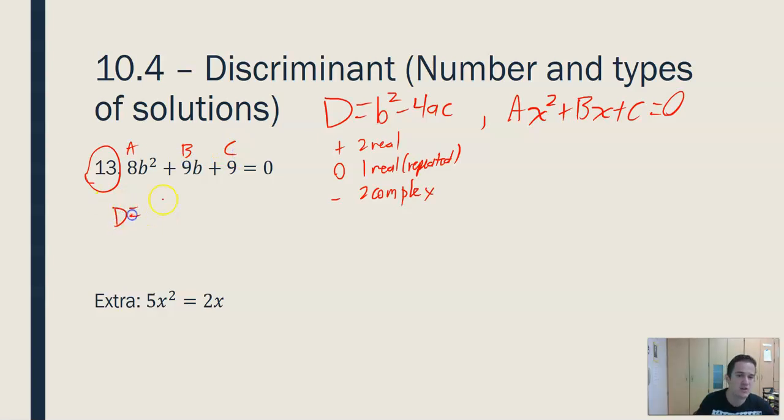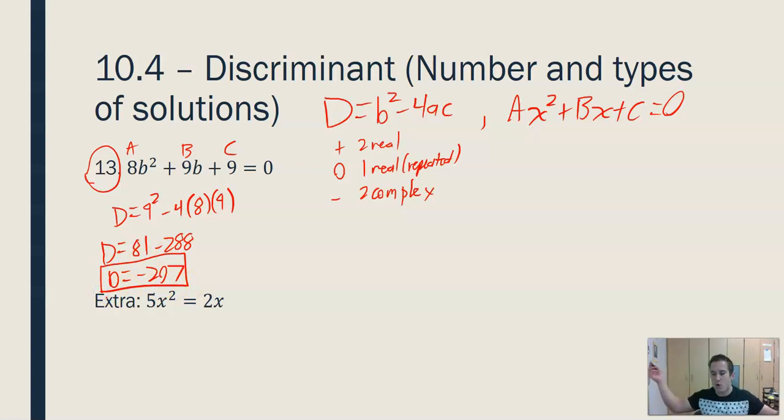So my discriminant is going to be b squared, or 9 squared, minus 4 times a, which is 8, times c, which is 9. Okay, 9 squared is 81. Negative 4 times 8 times 9 is negative 288. And 81 minus 288 is negative 207. So there's my discriminant. So what does that tell me?